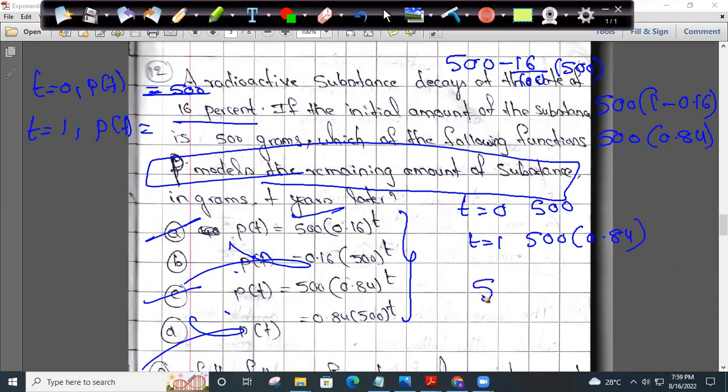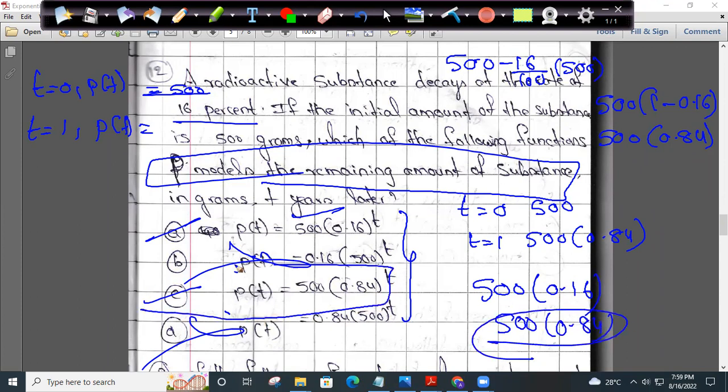When I put t equal to 1, option A is 500 into 0.16. Option C is 500 into 0.84. I need 500 into 0.84. So happily my answer should be C for Chennai. Pakka, 100% the answer should be C for Chennai. Okay? Hope everyone understood this.